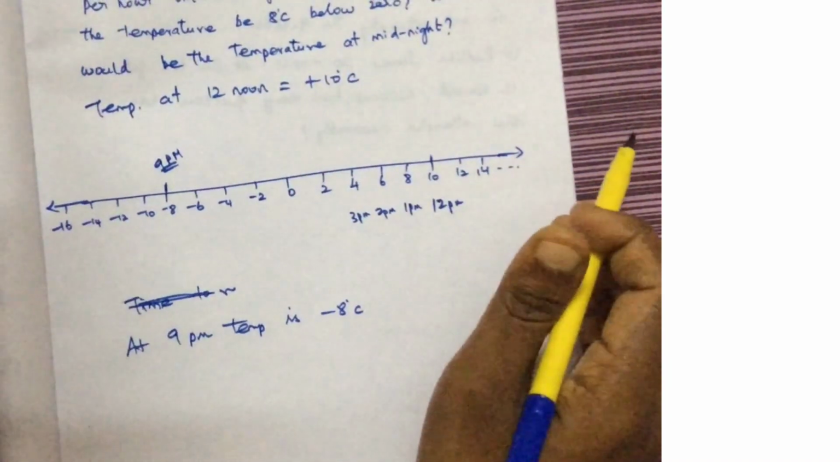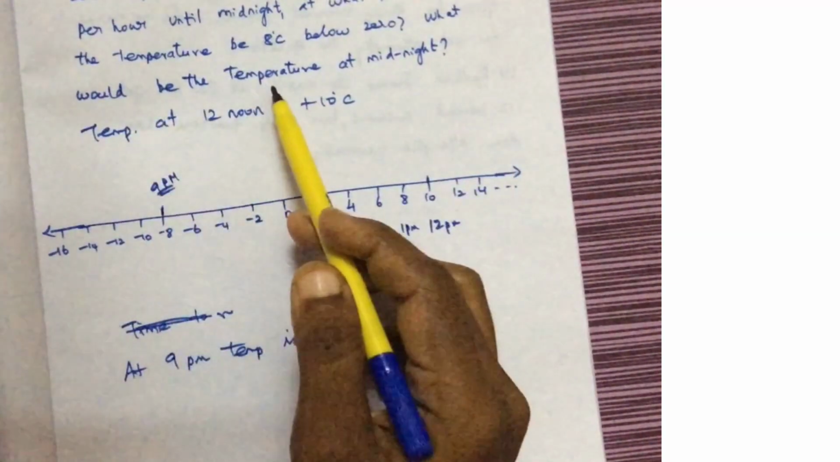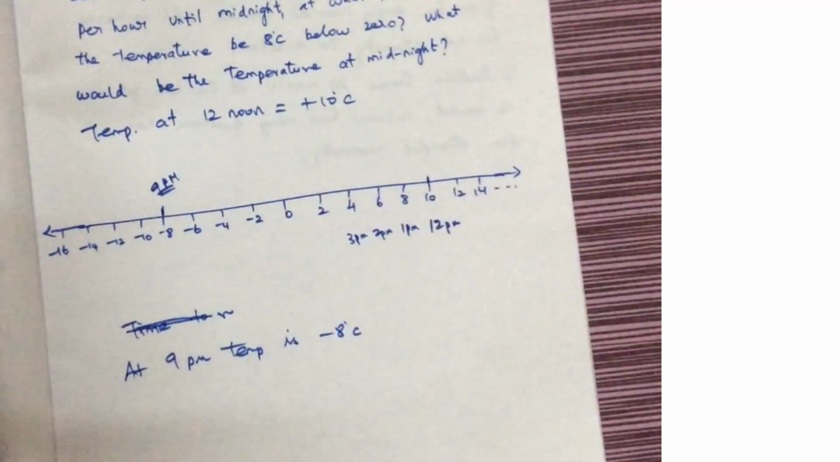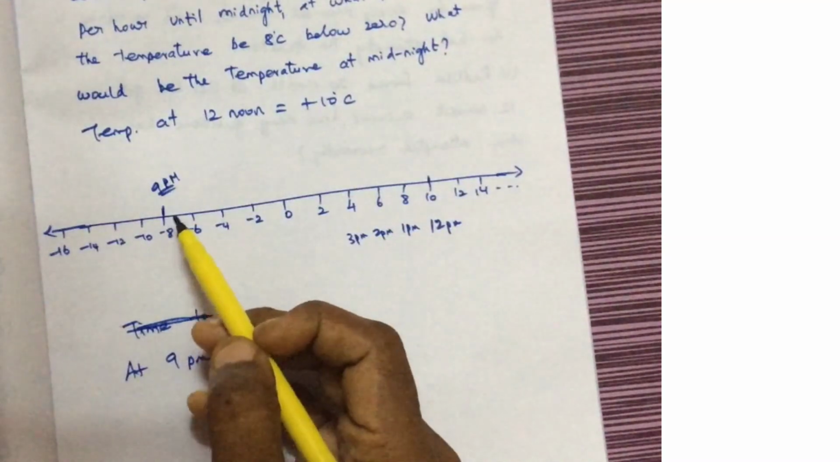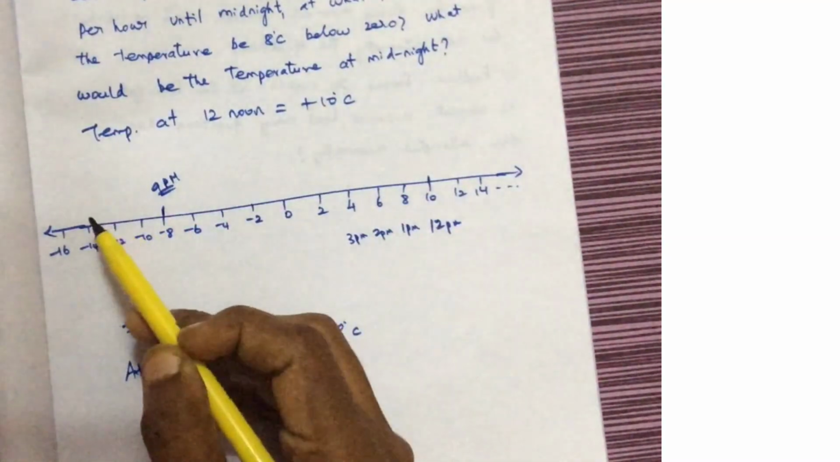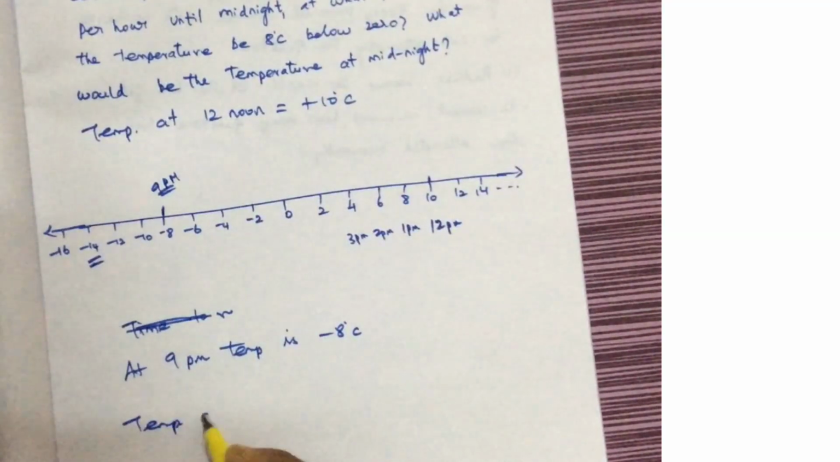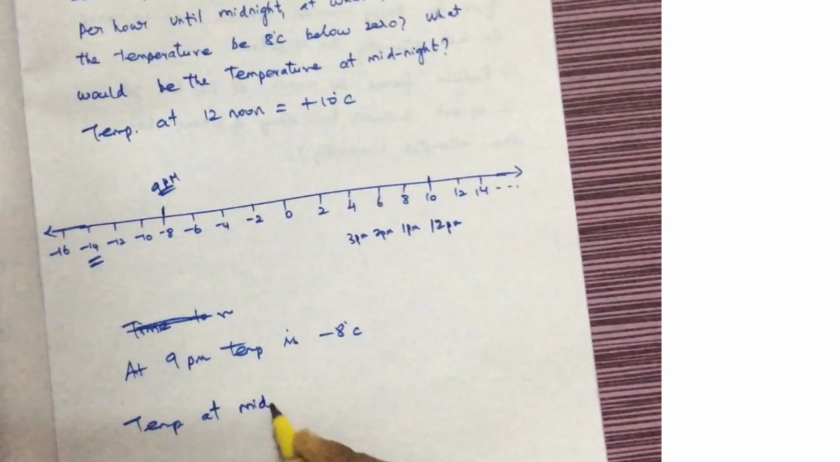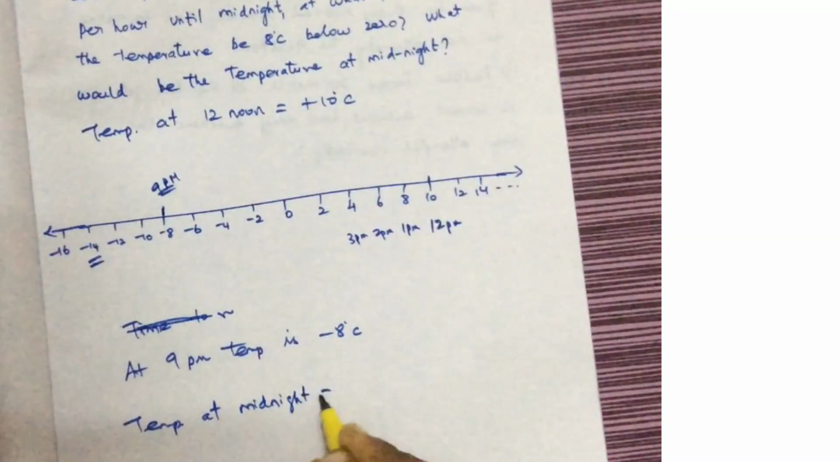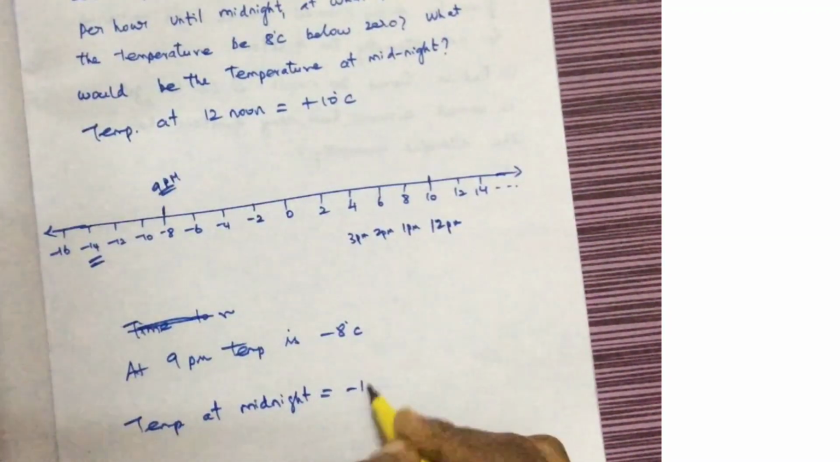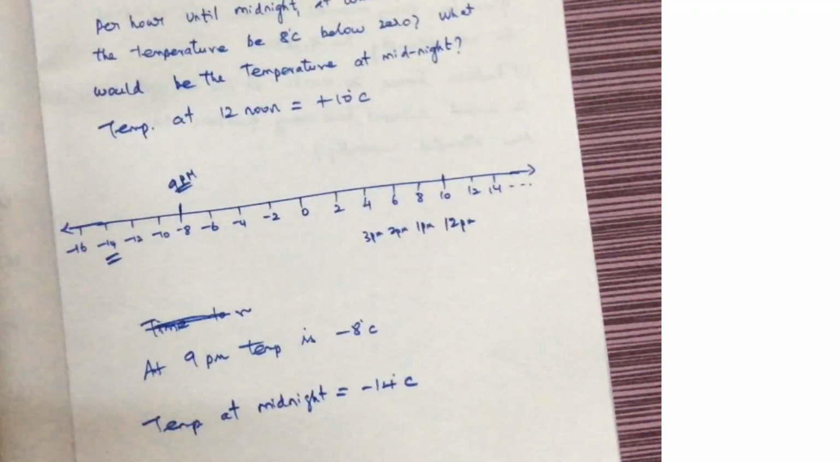Next question is, what would be the temperature at midnight? That is night 12 o'clock. This is 9. So 10, 11, 12, that is minus 14. Temperature at midnight is equal to minus 14 degrees Celsius.